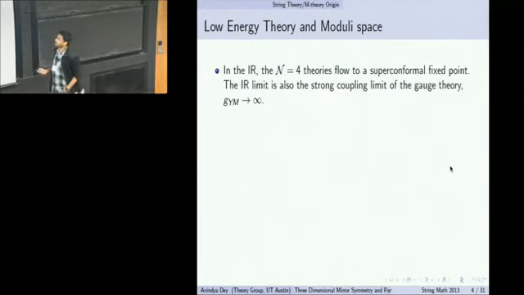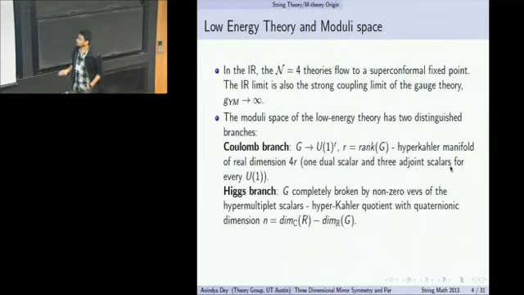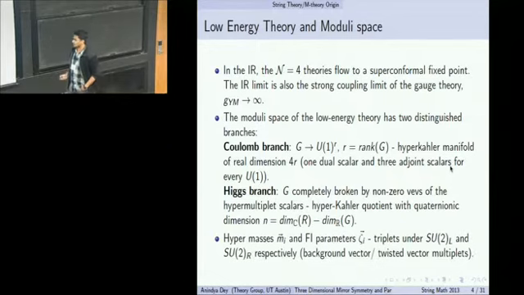In the IR, these theories flow to a superconformal fixed point. The IR limit is also the strong coupling limit of the gauge theory. There are 2 distinguished branches, as we know, Coulomb and Higgs branch, both hyperkähler manifolds. And the metric on the Coulomb branch is parametrized by the hypermasses, m_i, which are triplets under SU(2)_L, while the metric on the Higgs branch is parametrized by the FI parameters zeta_i, which are triplets under SU(2)_R. And they could both be understood as vector or twisted vector multiplets in the Lagrangian description of the theory.